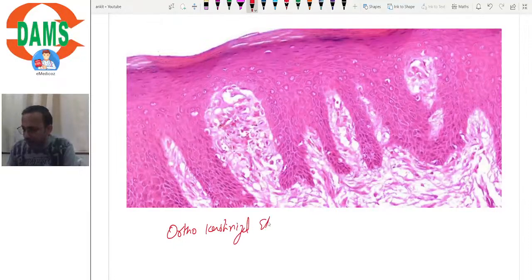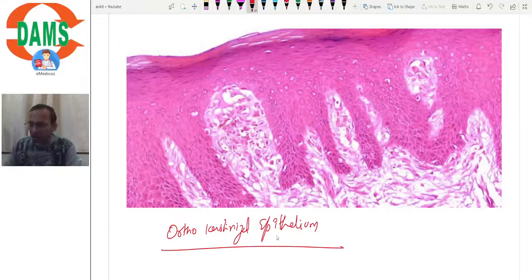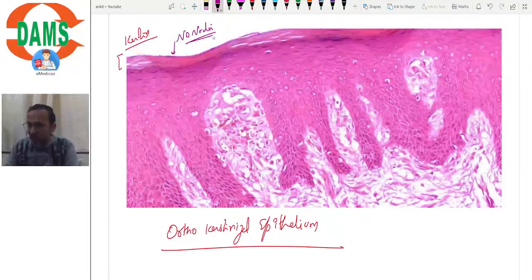Orthokeratinized epithelium. And how do we say it is orthokeratinized epithelium? Because you can notice the keratin layer here. You can notice the layer of keratin on the surface, and you can see that there is no nucleus, right? There is a lack of nuclei, and therefore we can say that this is orthokeratinized epithelium.